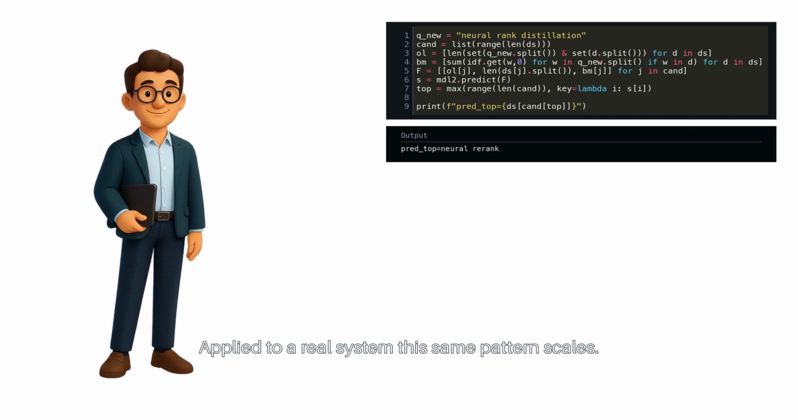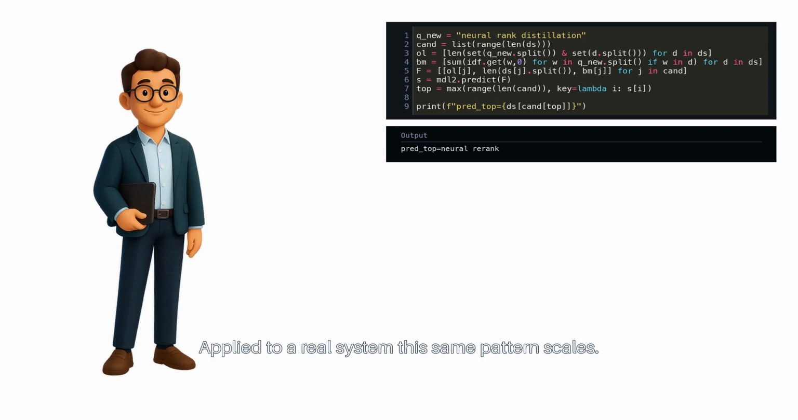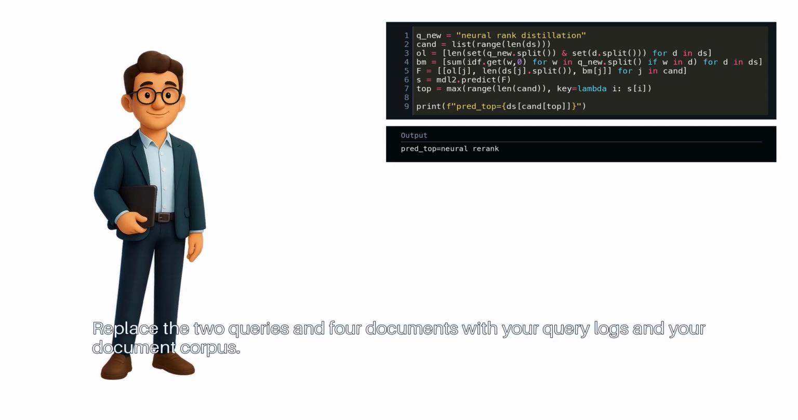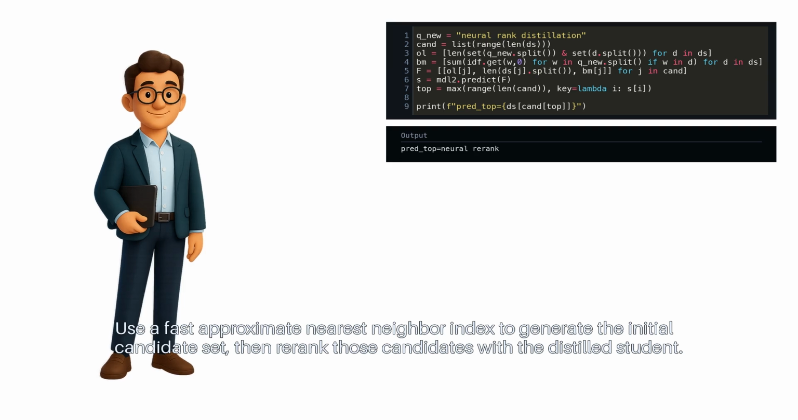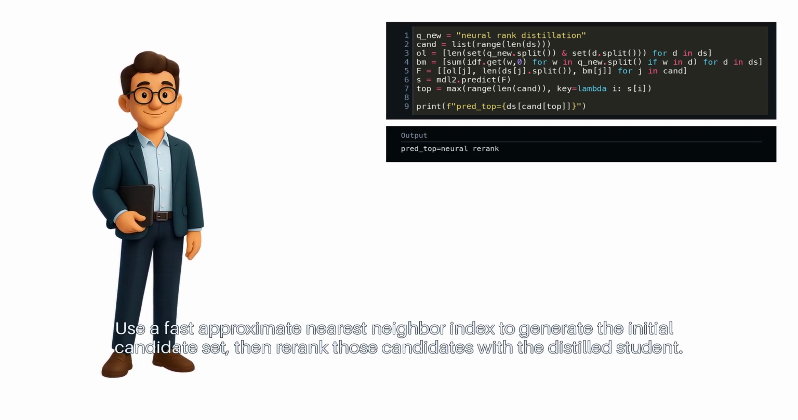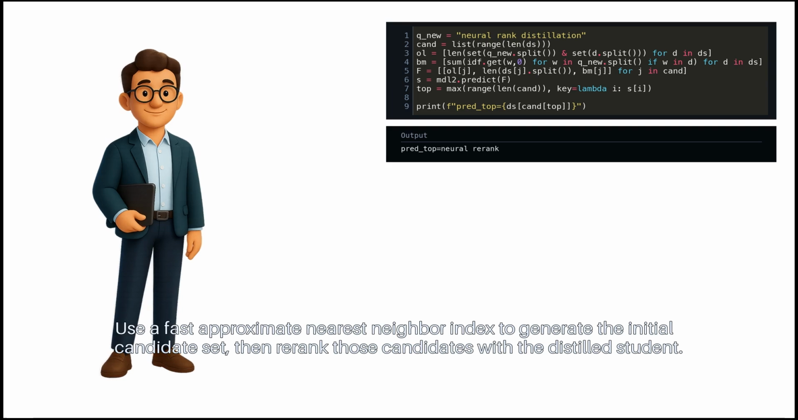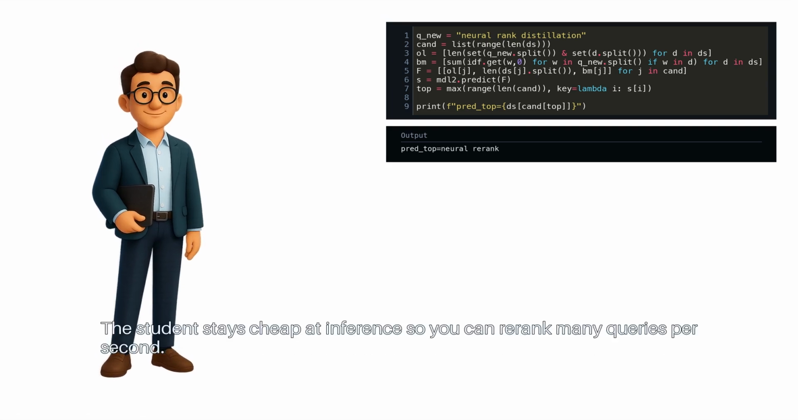Applied to a real system, this same pattern scales. Replace the 2 queries and 4 documents with your query logs and your document corpus. Use a fast approximate nearest neighbor index to generate the initial candidate set. Then re-rank those candidates with the distilled student. The student stays cheap at inference, so you can re-rank many queries per second.